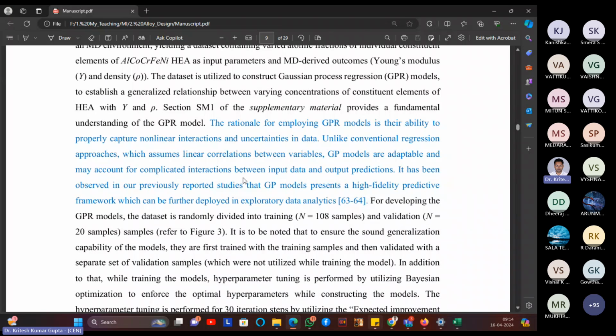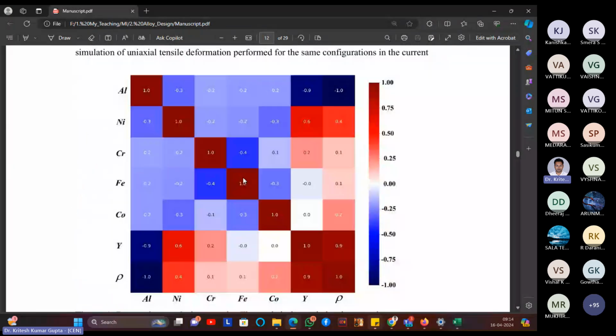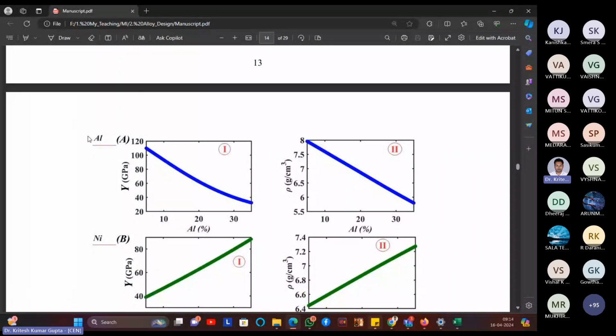Okay, so once these samples are there, I wanted to know what happens if only one feature is varying. Let's suppose I'm talking about aluminium. If aluminium alone is varying and all the rest are at their mean value. Mean value means (5 plus 35) by 2, that means 20, 20, 20, like that.